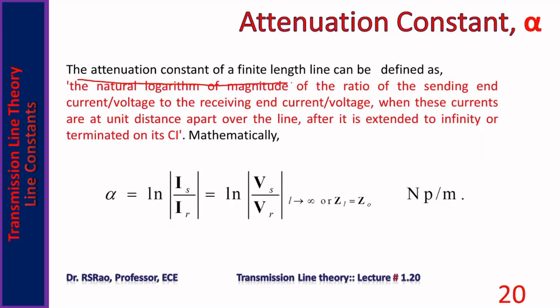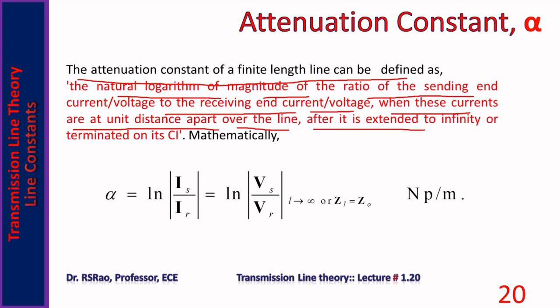The attenuation constant of a finite length line can be defined as the natural logarithm of the magnitude of the ratio of the sending end current or voltage to the receiving end current or voltage, when these are at a unit distance apart over the line, after it is extended to infinity or terminated on its characteristic impedance. So what does it mean? Here is a line. Now the source is connected here, and some load is here.